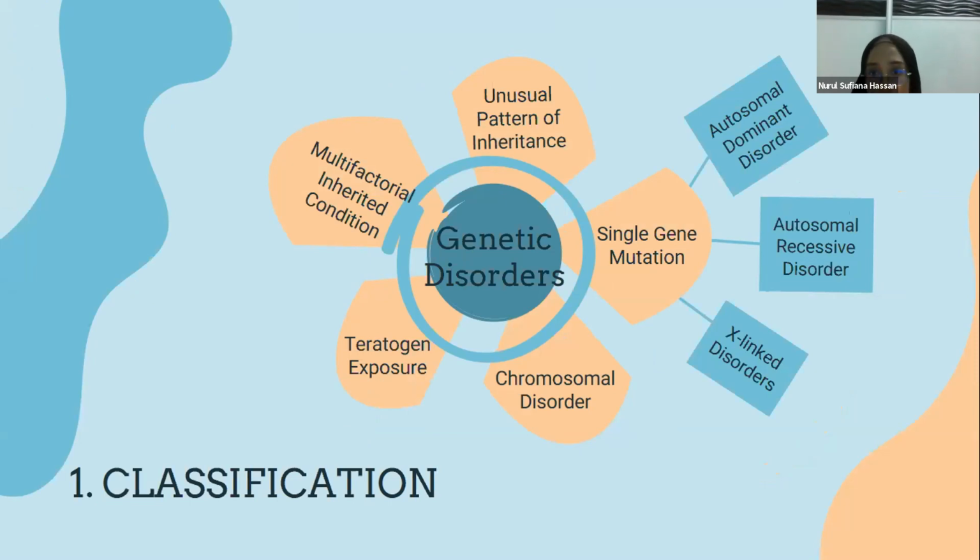Genetic disorder can be classified into 5 different groups. The first is single gene mutation, second is chromosomal disorder, and next is condition caused by exposure to teratogen. Next is multifactorially inherited condition, and lastly is disorder that shows an unusual pattern of inheritance. Under the single gene mutation is the autosomal dominant disorder and autosomal recessive disorder, which I will talk about, and also X-linked disorder.